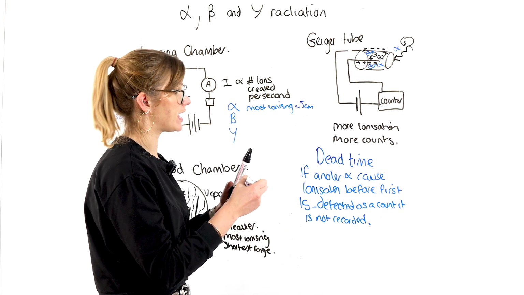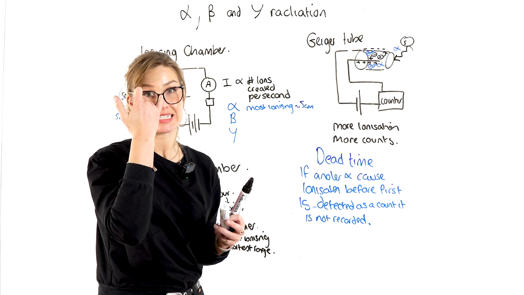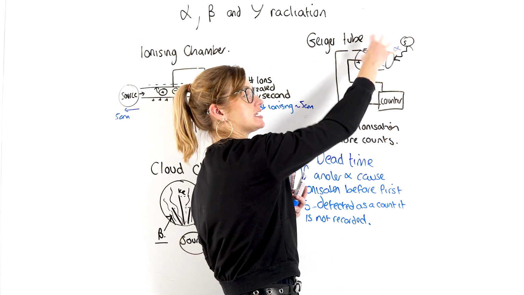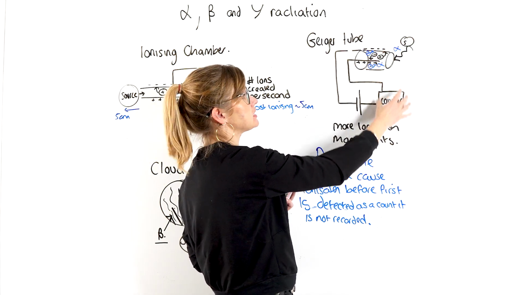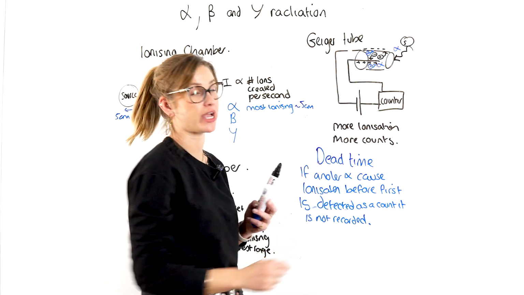Okay, so that's why sometimes when we get our count rate, it's not actually equal to the activity of that source. So the count rate is what we get in our Geiger tube. The activity is how much radiation is given off. But clearly, the count rate might not always be equal to the activity because some of those ionizations might not get recorded because of the dead time in our Geiger tube.